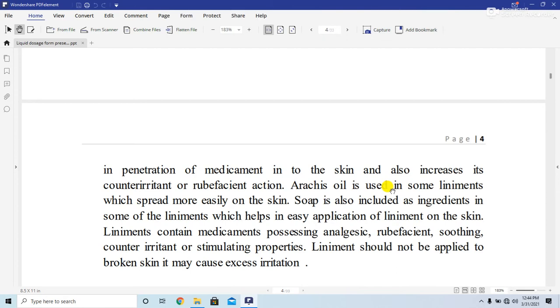Liniments shouldn't be applied to broken skin, as they may cause excess irritation. Sometimes when we apply these liniments to the skin, they will cause redness of the skin.